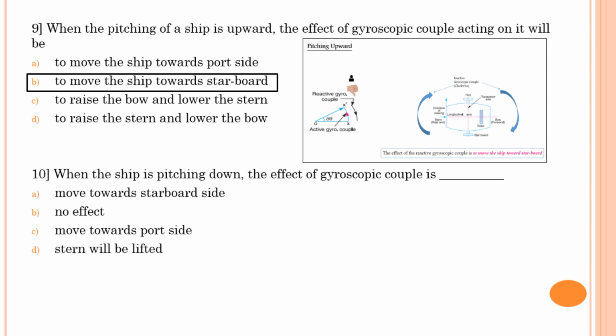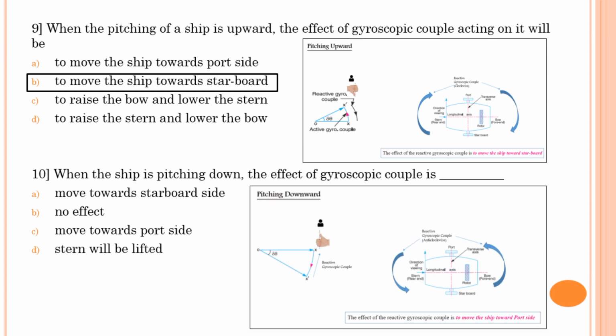Next, when the ship is pitching down, the effect of gyroscopic couple is, options are: to move the ship towards port side; starboard side; second, no effect; third, move towards port side, stern will be lifted. Now again I will prepare a vector diagram for pitching down. Observe from the topmost position. The reactive gyroscopic couple vector is moving towards you.